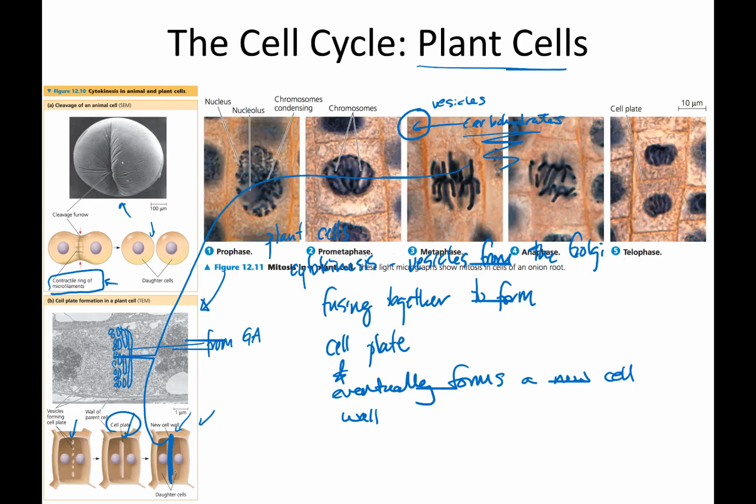And here are some pictures of the different phases: prophase, prometaphase, metaphase, anaphase, telophase. And you can see this cell plate starting to form during telophase. So we've been talking about the cell cycle of eukaryotes, right? We talked about animal cells two lectures ago, and I just mentioned the last step of the cell cycle of plant cells. But what about prokaryotes?